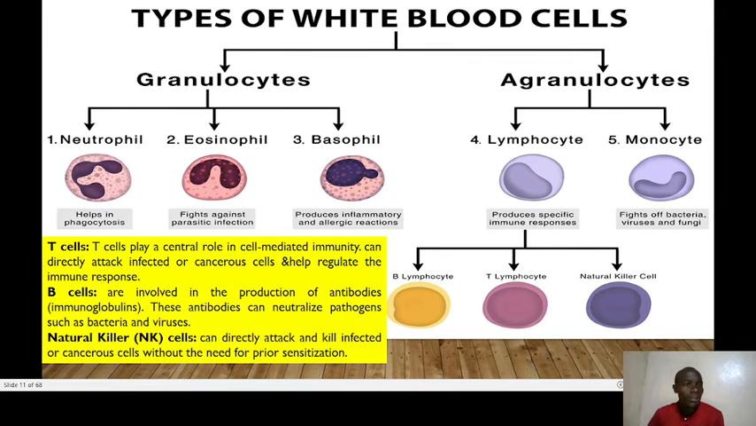So guys, if you remember, we have 5 types of white blood cells. They are generally divided into granulocytes and agranulocytes. So the granulocytes are neutrophils, eosinophils, basophils, whereas the agranulocytes are lymphocytes and monocytes. Okay, so this is what forms part of the osteoclasts.